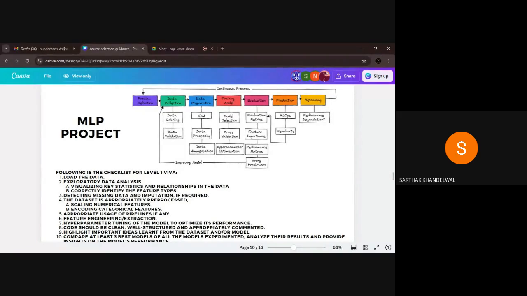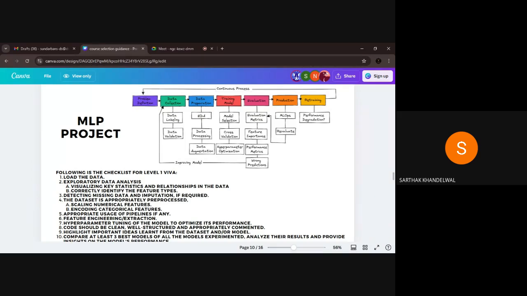Okay, yeah. So, hello everyone. Good evening. Let's start with a quick introduction again. Myself Sarthak Khandelwal, and I was working as the MLP project mentor for a couple of terms, almost 1 year. Along with that, I have mentored so many students and conducted the boot camps as well. So this is a short introduction in the perspective of the MLP project.